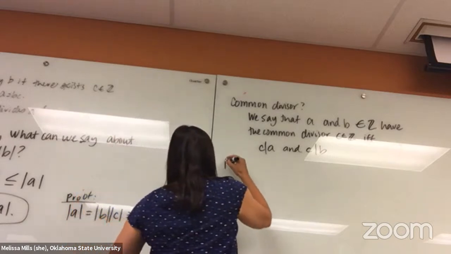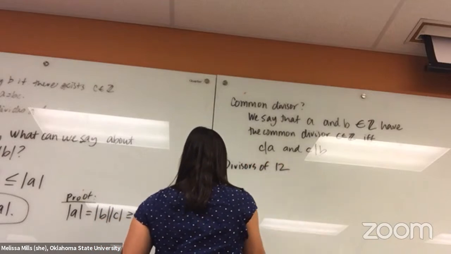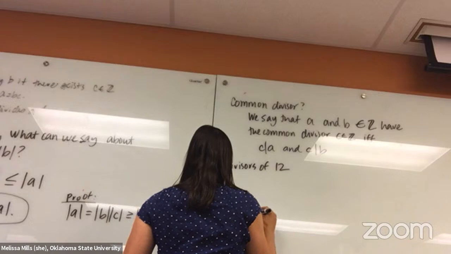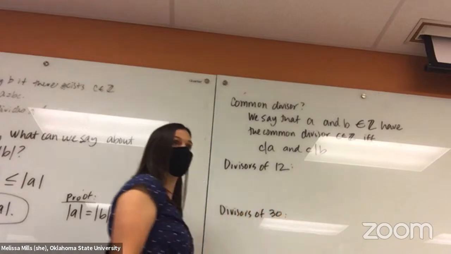So let's write all the divisors of 12 and the divisors of 30. And then let's see if they have any common divisors.